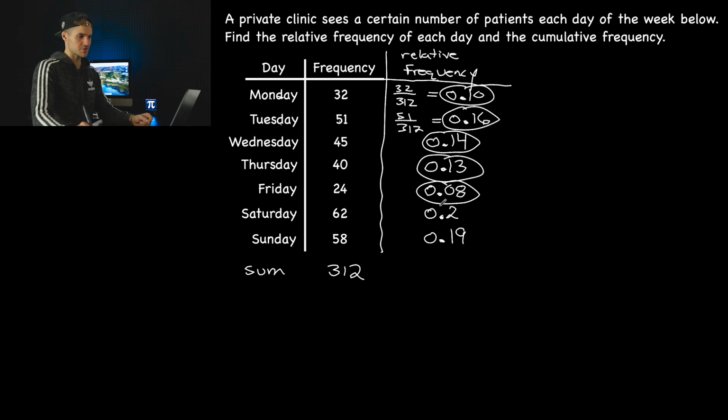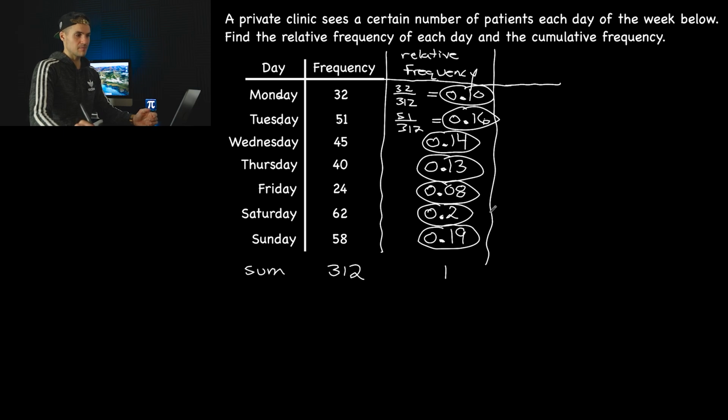You could also put them in percentages. I kept them in decimals, so 10%, 16%, 14%, etc. These are going to be the relative frequencies if you do all of those calculations for each of these days. Now, to check these, you could add these up, and what should they add up to? 100%. Or if you add up the decimals, they should add up to 1. So the sum of all of these should always be 1.